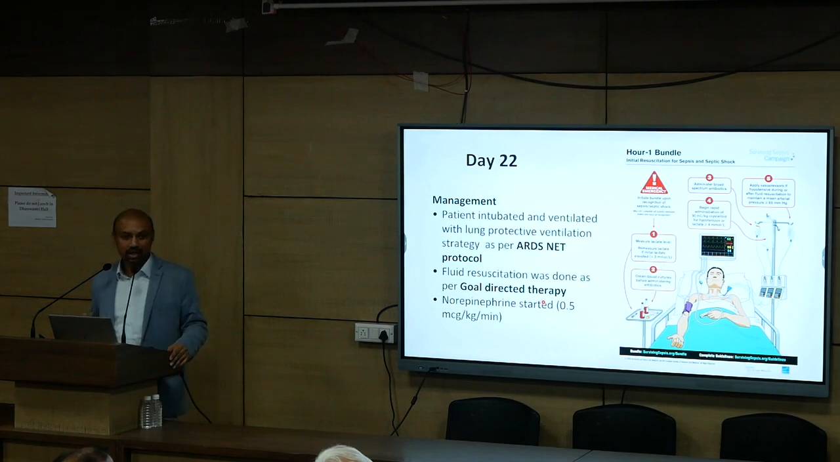We started fluid resuscitation because now the patient was again in shock. We followed goal-directed therapy along with the advanced hemodynamic monitoring that we have in our ICU setups. We guided the fluid with pulse pressure variation. Norepinephrine was started at 0.5 mcg per kg per minute, and we continued with the same antibiotics as we already had the culture reports in our hand.